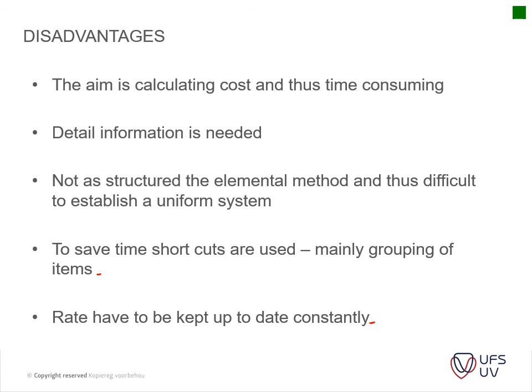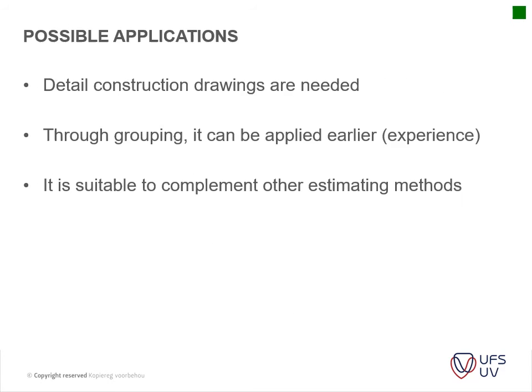So it's not a method used very often, but some QSs do, instead of using the elemental method, use the comprehensive method to save them time. They just use either the elemental method or the comprehensive method. Okay, so possible applications: detailed construction drawings are needed. Through grouping, it can be applied earlier. Obviously you need some experience to do that. It's suitable to complement other estimation methods.